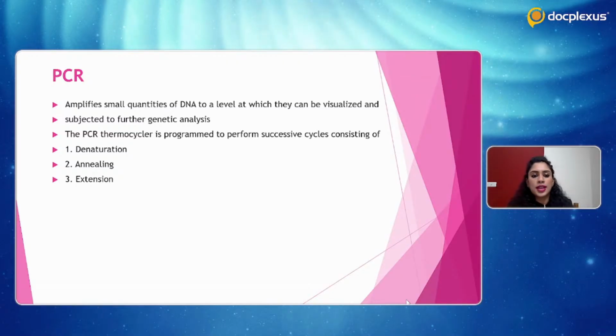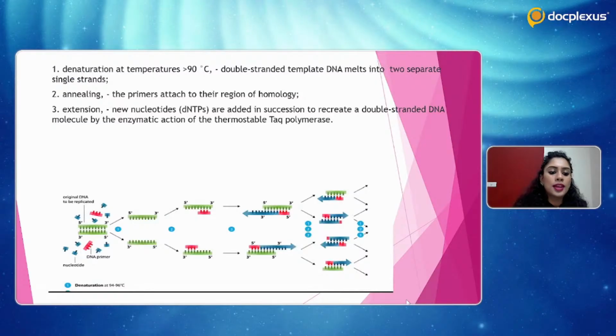The PCR thermocycler is programmed to perform successive cycles consisting of denaturation, annealing, and extension. Denaturation takes place at temperatures of about 90 degrees Celsius. The double-stranded template DNA melts into two separate single strands, as you know. As you can see in the diagram, you have the original DNA which is to be replicated. You take it to a temperature of about 94 to 96 degrees, above 90 degrees, so you separate these single strands.